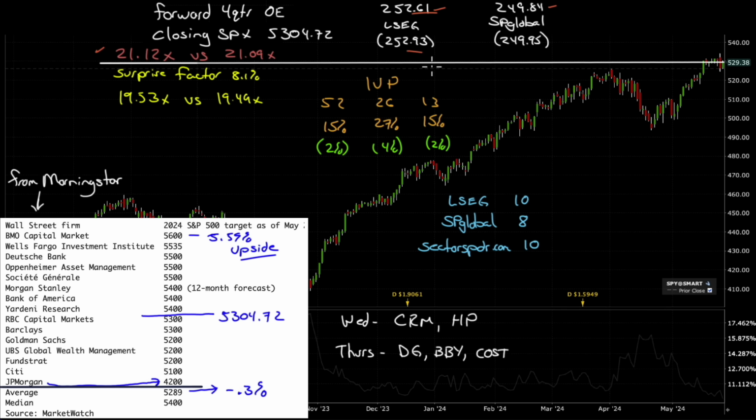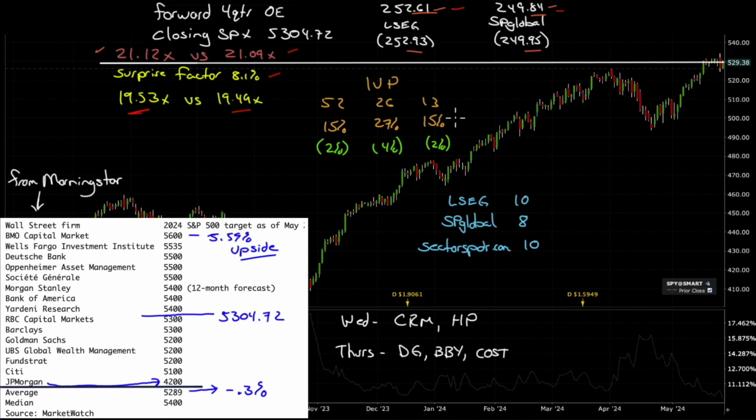250.261 down slightly from LSEG, 249.84 down slightly from SPGlobal. So our multiple, we have a market that's continuing to go up purely on multiple expansion, 21.12 versus 21.09. Surprise factor for Q1, sitting at 8.1%. So if we say, well, let's say that the earnings continue to surprise by 8.1%, sitting at 19.53 versus 19.49, and again, operating earnings, not EPS.